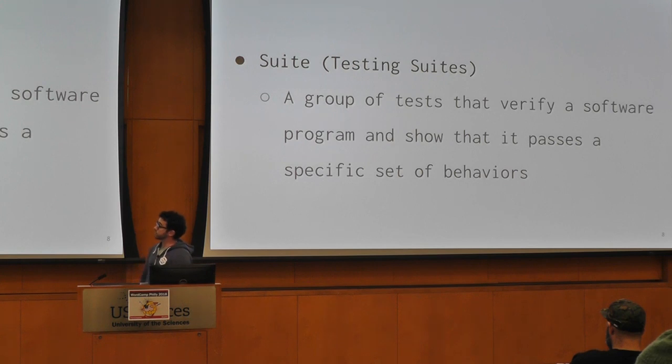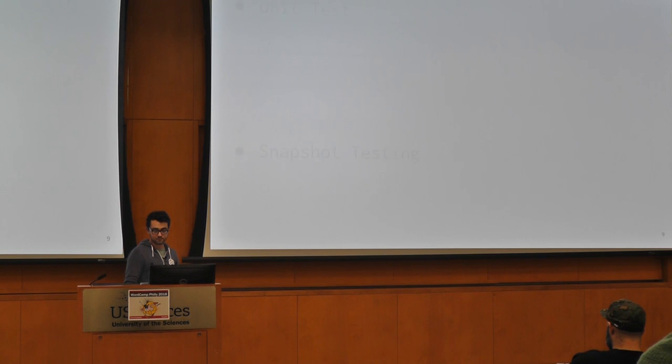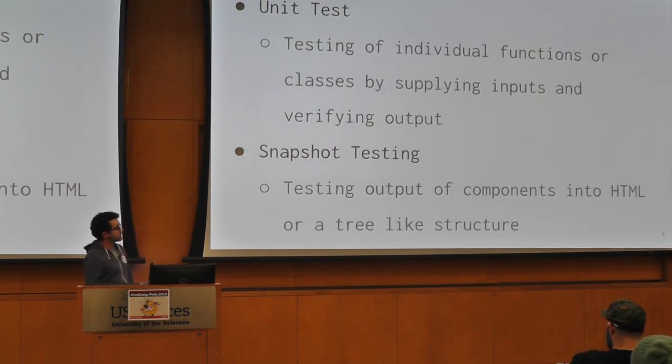Suite, specifically testing suites. There are groups of tests that verify a software program and show that it passes a specific set of behaviors. We're gonna look at hopefully some great examples. Hopefully you think they're great. We're gonna look at a bunch of these. A unit test. It's testing of individual functions or classes by supplying inputs and verifying outputs. Almost all tests are doing the tail end of this. Given inputs, they produce these outputs. That's what we're testing. But a unit test is the smallest part of all testing.